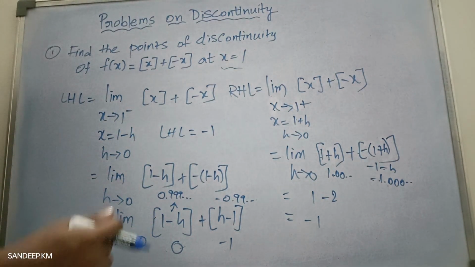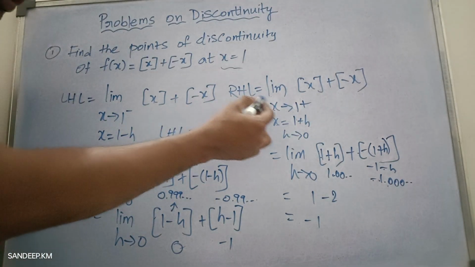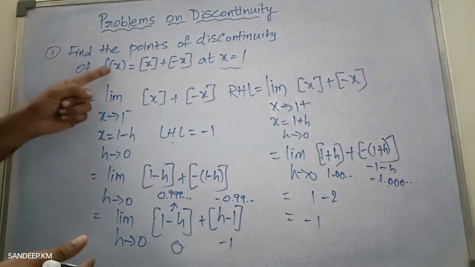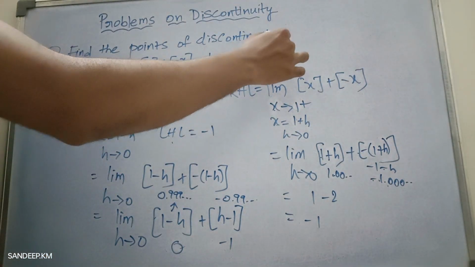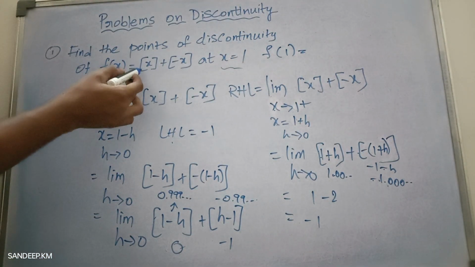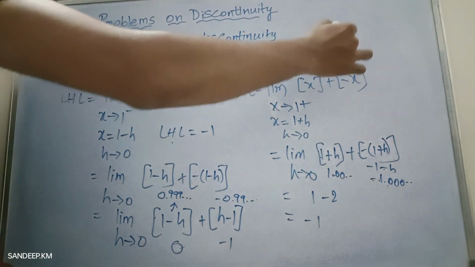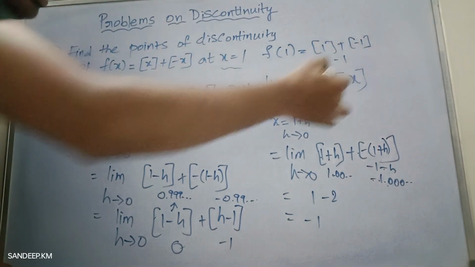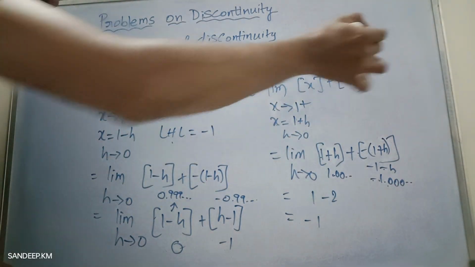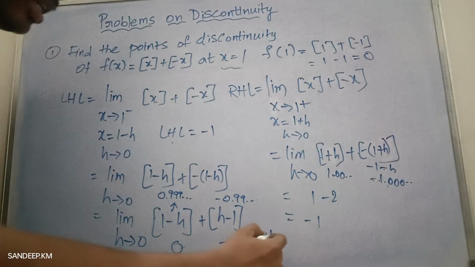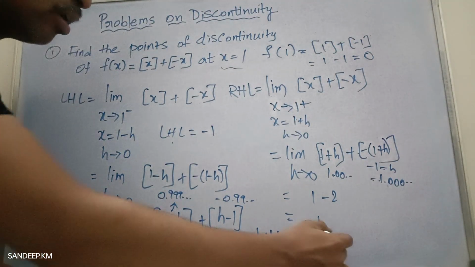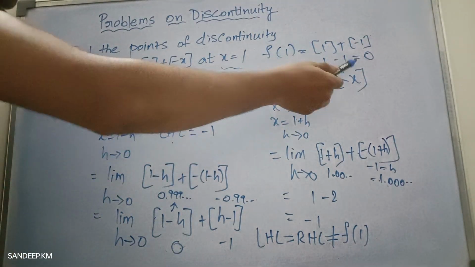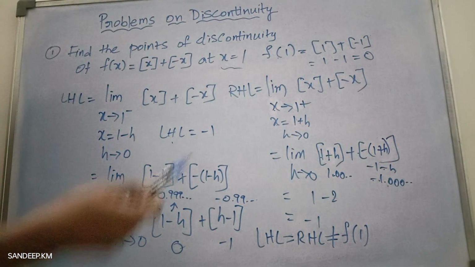Please wait. For continuity, LHL should be equal to RHL, and at the same time they also must be equal to the value of the function. Now what is the value of the function at x is equal to 1? F of 1. Let us find the value of the function, which is step 1 plus step of minus 1. Step 1 is 1 and step of minus 1 is also minus 1. 1 minus 1 is 0. Dear students, LHL is equal to RHL but not equal to the value of the function. Of course, the value of the function is 0, a finite number, it exists.